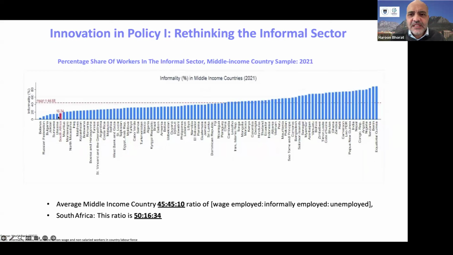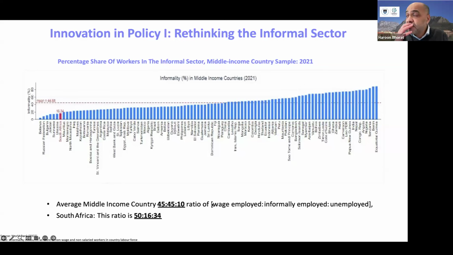So here's the weird thing. Let me extend that argument. If you look at the average middle-income country, the ratio of wage employed to informally employed to unemployed: for every 100 workers in an average middle-income country, 45 are in wage employment, 45 are in the informal sector, and 10 are unemployed. I'll repeat that. Average middle-income country, so any of these, Brazil, Malaysia, you name it, Sri Lanka.